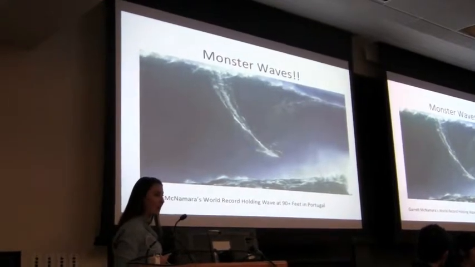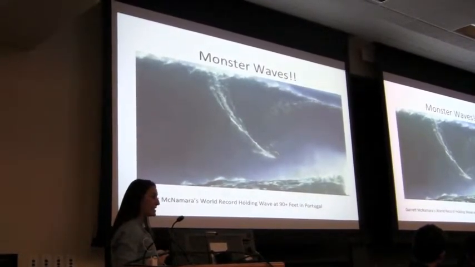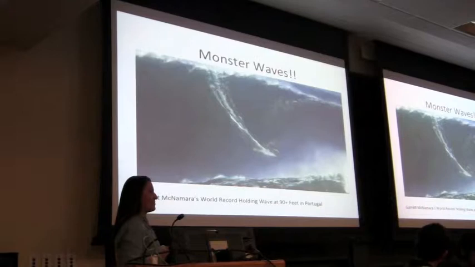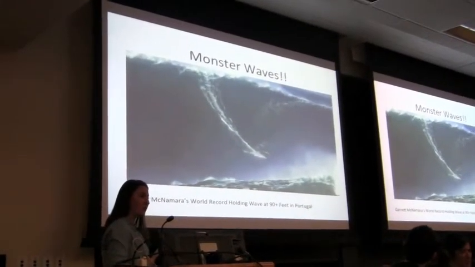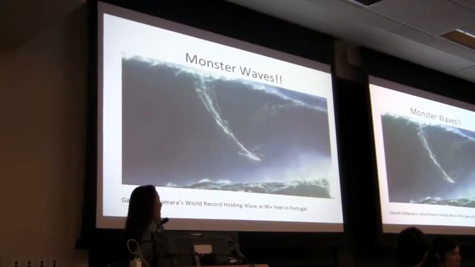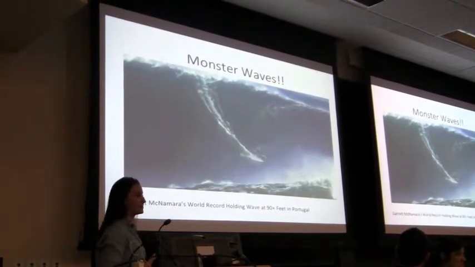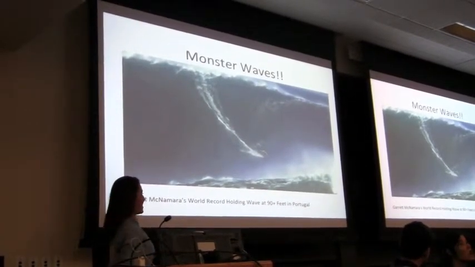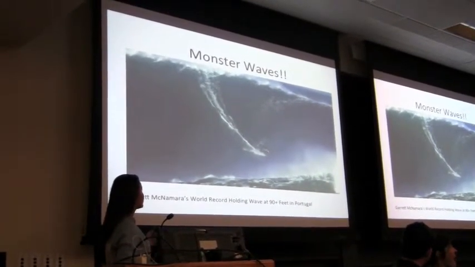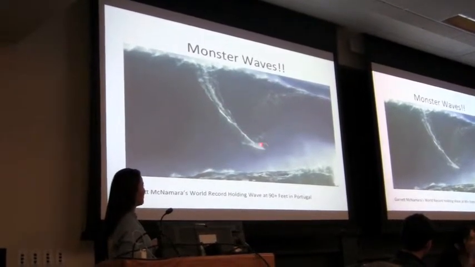So the current world record for the largest wave is 90 plus feet. These waves, 10 years ago, they did not even think waves this big existed, that were surfable, or even in the middle of the ocean. But they are getting this big, which is insane, which is great for big wave surfers, but not for everyone else. So this is a 90 plus foot wave. Like, you can barely see this guy.